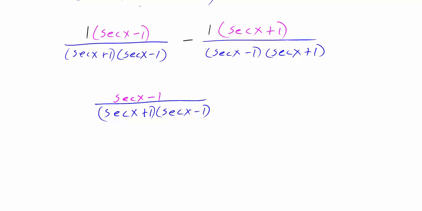Now over here we have to be careful because we're actually going to distribute this negative sign. So it's going to be a negative 1 times secant x and then a negative 1 times 1. So therefore you're going to end up with a negative secant x, and a negative 1 and a positive 1 would give us a negative 1. So at the numerator, secant x and a negative secant x are going to cancel each other out. Negative 1 would be a negative 2.